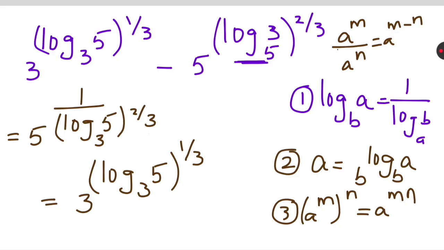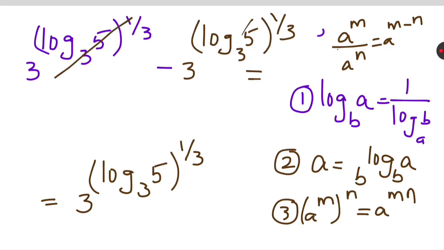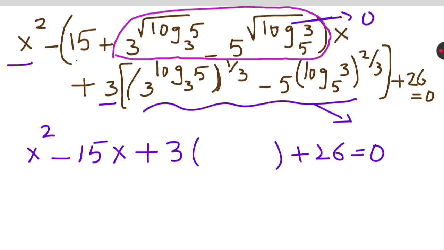So instead of the second term, this is the second term, we can write this as 3 raised to the power of log 5 with base 3, whole raised to the power of 1 over 3. So now observe here, the first term and second term are the same. After getting cancelled, we get only 0. So this logarithm expression also we are getting 0. So 3 times 0 is nothing but 0. So the constant we are left with is only plus 26.